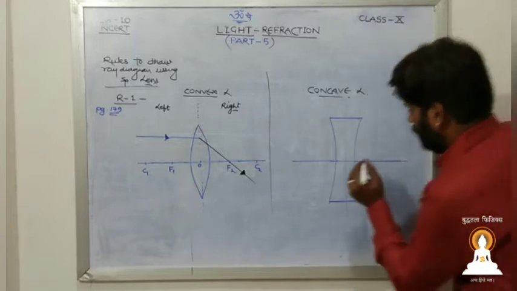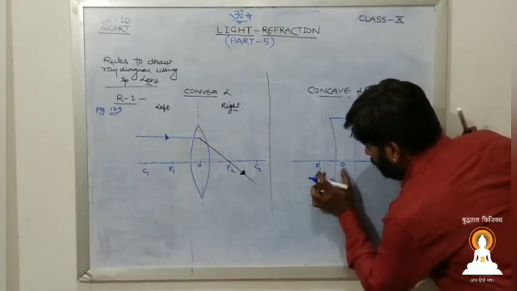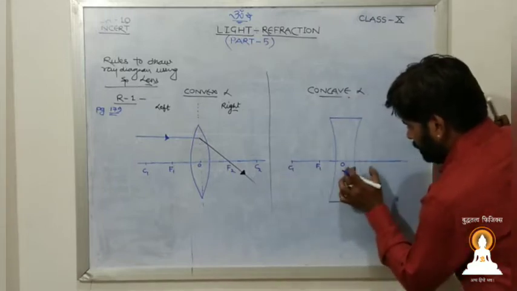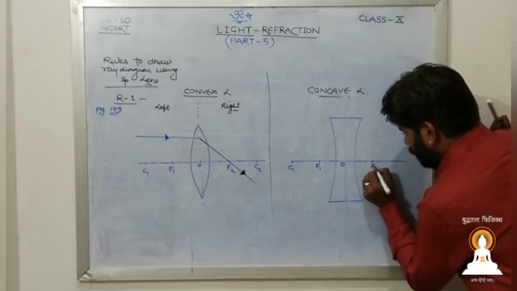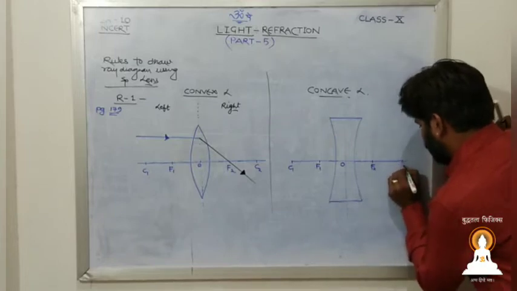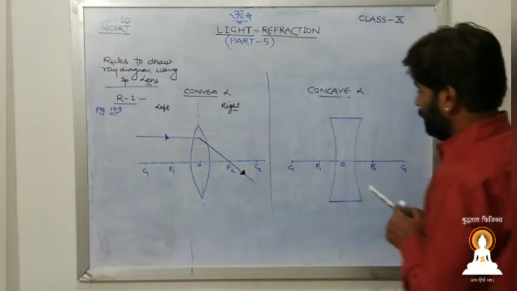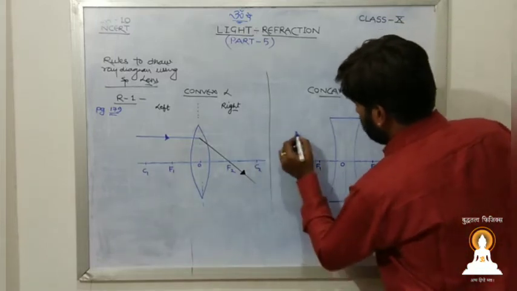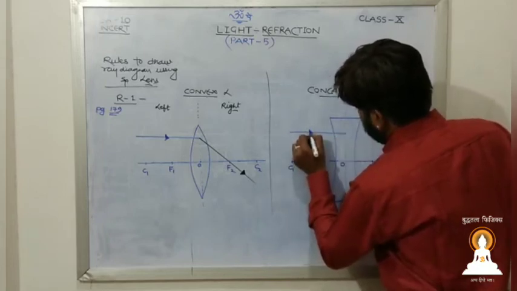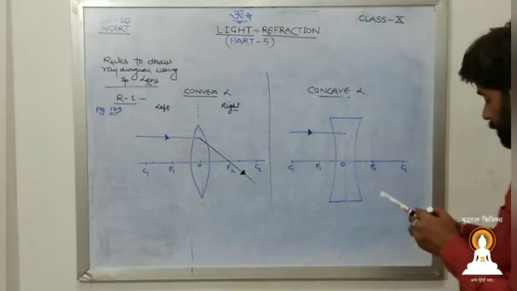Now we have the optical center O. We have the focus F1, equal distance C1, equal distance F2, equal distance C2. Now again, rule number 1: when light comes parallel to the principal axis, just after refraction it will appear to diverge from F1.